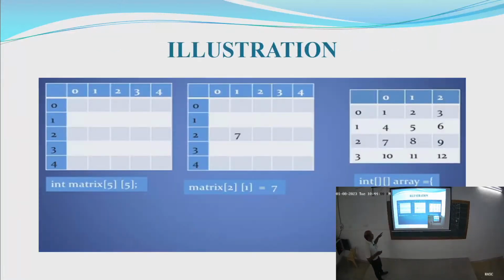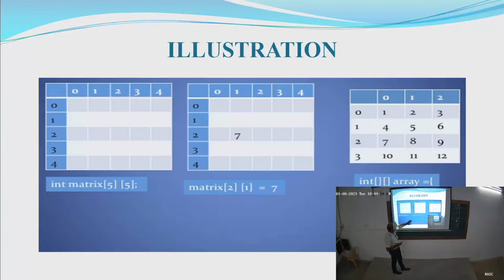Yeah, this is the illustration of array storage. That is an int matrix of 5 by 5, meaning 5 rows and 5 columns will be allocated in the memory. That is 0,0 means this place, and 0,1 means this place, 0,2, 0,3 and 0,4. Totally 5, meaning 0 to 4, totally 5 elements are there. And 1,0, 1,1, 1,2, 1,3 and 1,4, like that.